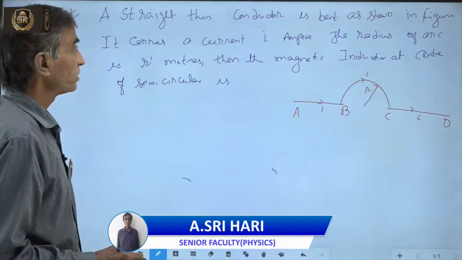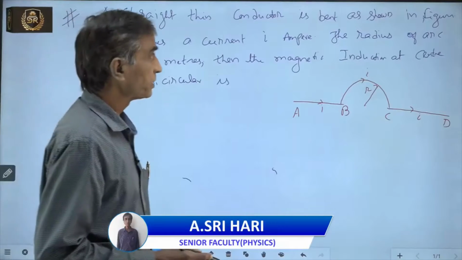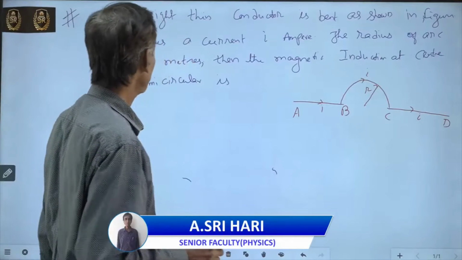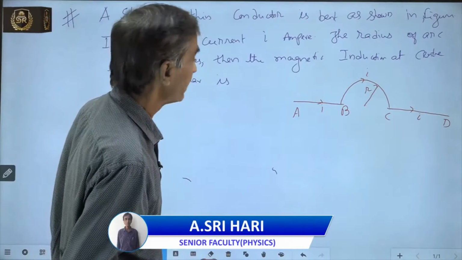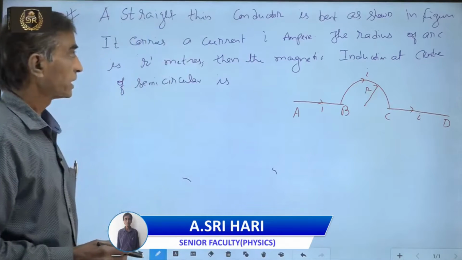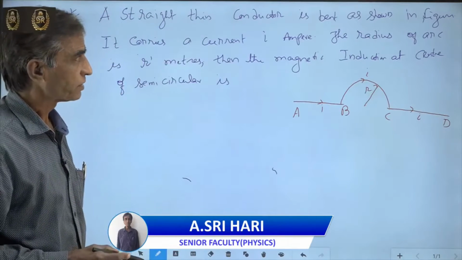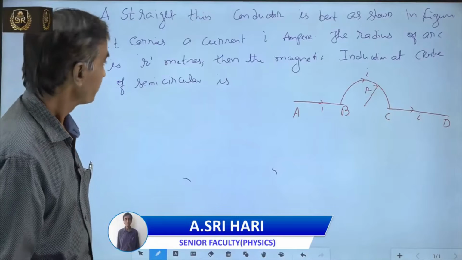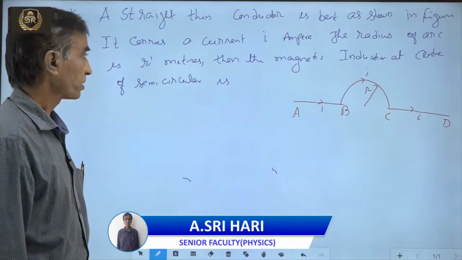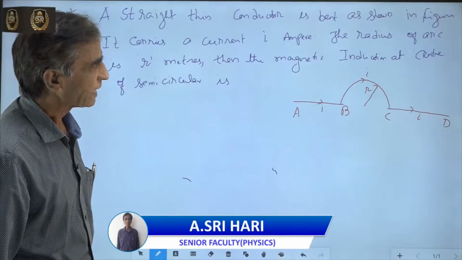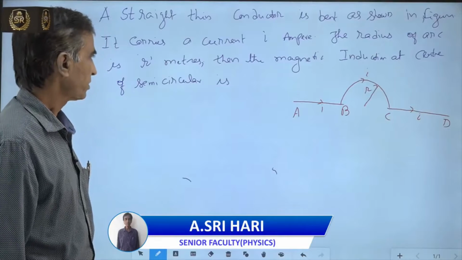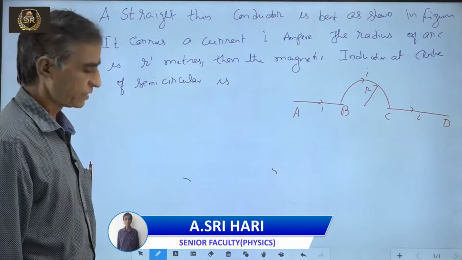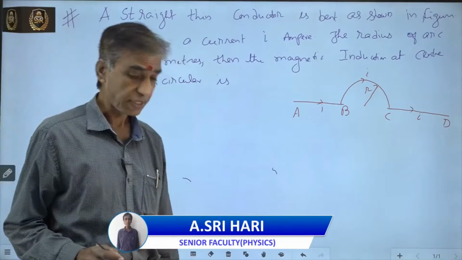Okay. So now let us see the first problem here. A straight thin conductor is bent as shown in the figure. It carries a current I amperes. The radius of the arc is small r meters. Then the magnetic induction at the center of the semicircular arc is. So that is the question given here.